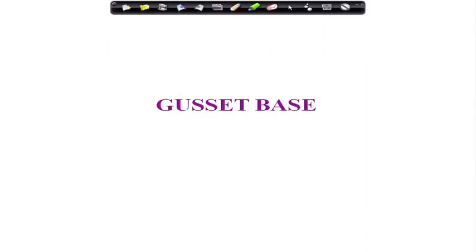Today our lecture will focus on Gusset Base. In the last few lectures we have discussed the column base. Now, in the case of Gusset Base, the column is connected to the base plate through the gusset plate. So, here the load will be transferred from the column to the base plate not only directly through bearing, but also through the gusset plate. So, the load is going to be distributed to the base plate through bearing and through the gusset plate.